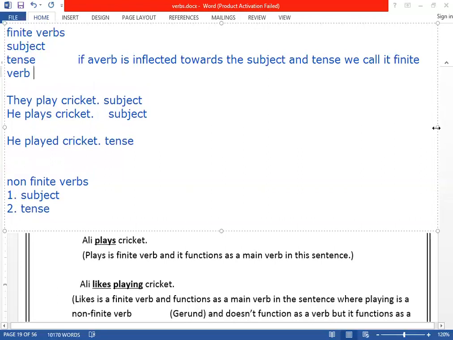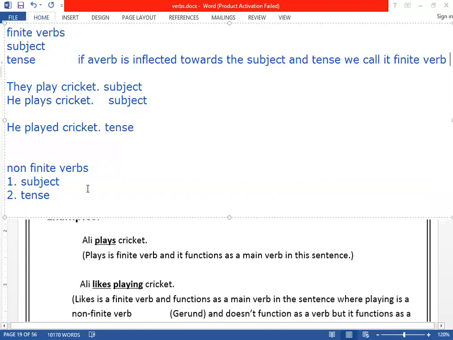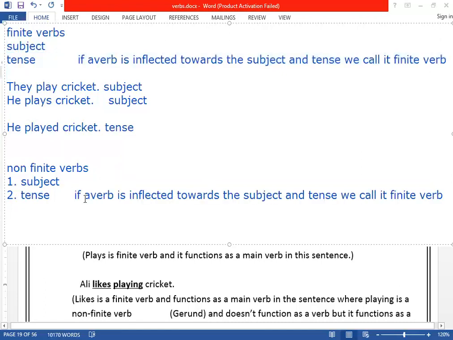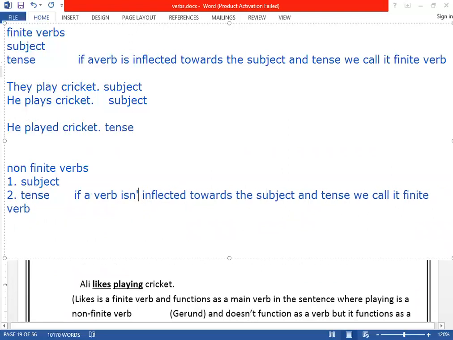Clear? Over here, in non-finite verbs, we will say the opposite of it. I can say, if a verb isn't inflected towards the subject and tense, we call it what? We call it non-finite. I will call it a non-finite verb then. That is called non-finite.